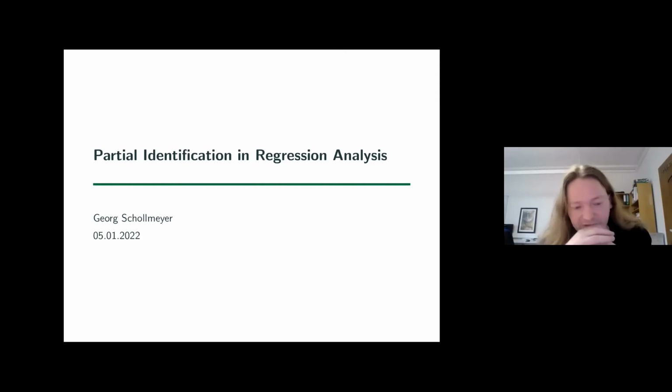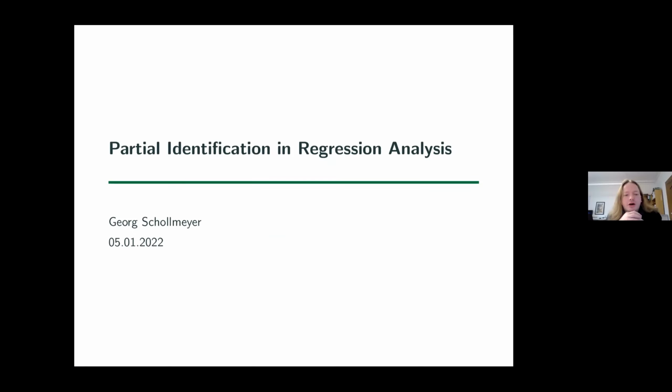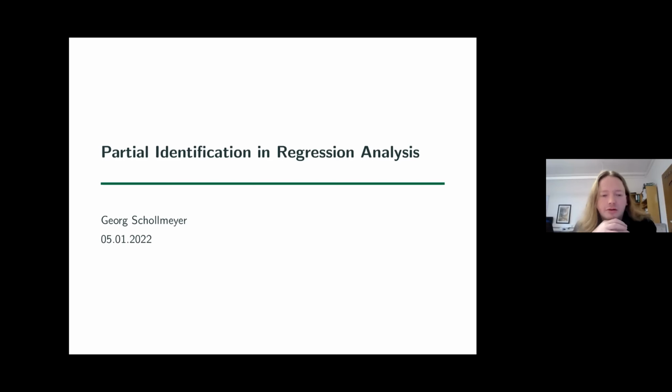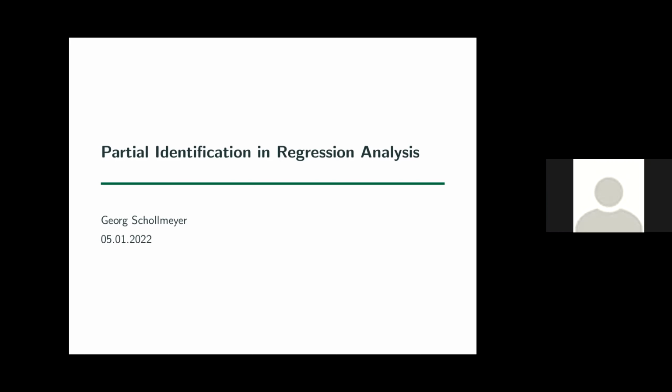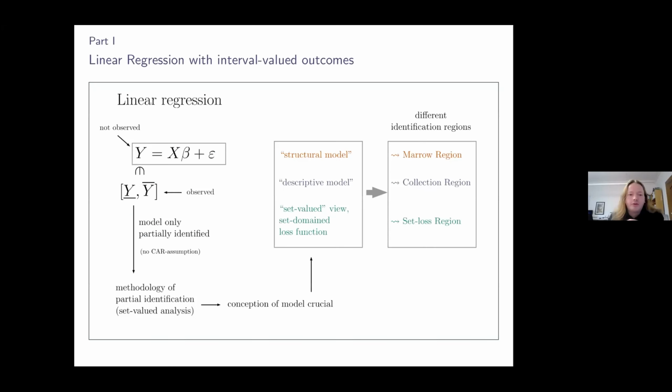I'm very happy to give a talk about research of our working group about partial identification, especially in regression analysis, because we are working mainly in the field of statistics. And I want to speak about two contributions. One is a little bit older, from 2013, and the other is a newer paper from 2021.